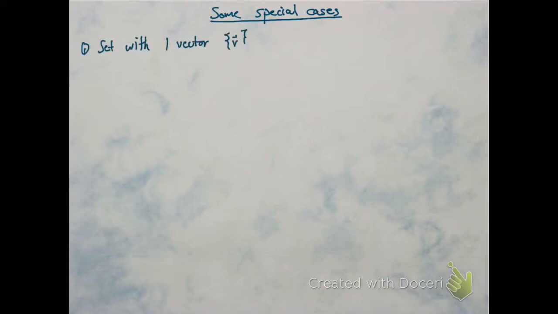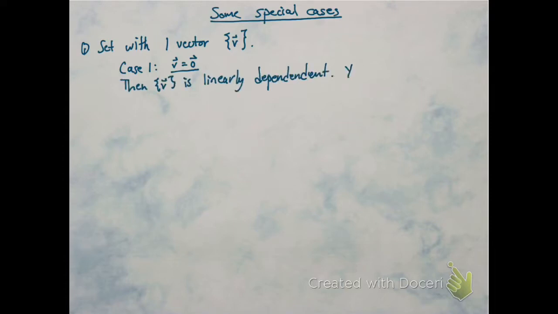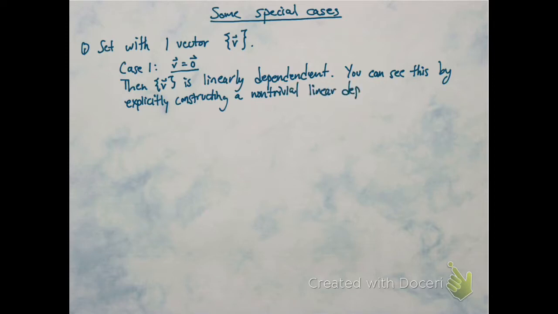So suppose the set consists of a single vector, v. There's two cases to consider. If the vector v is the 0 vector, then the set is linearly dependent. And you can see that by just explicitly writing down a non-trivial linear dependence relation. So this is going to be something like 5 times v equals the 0 vector. And this is a non-trivial dependence relation because that 5 is, in particular, not the 0 coefficient.